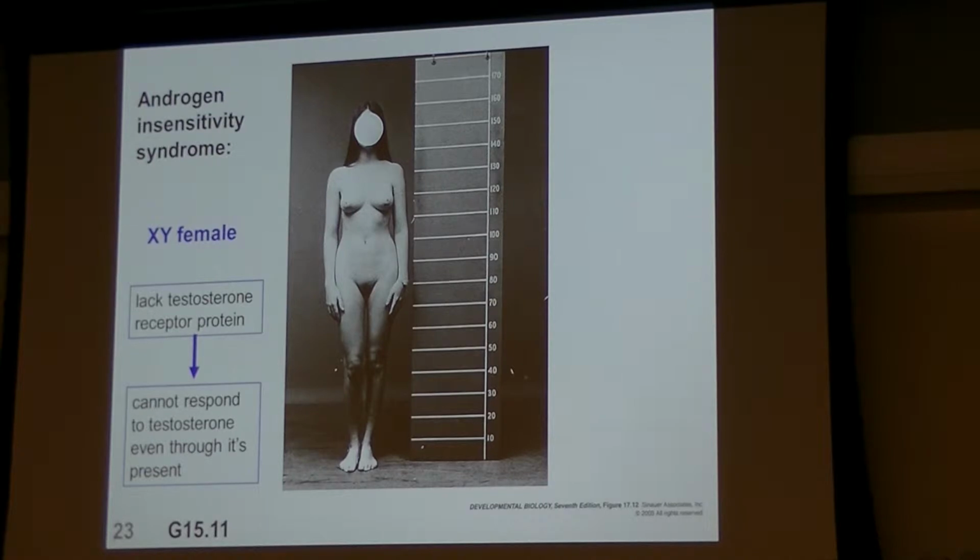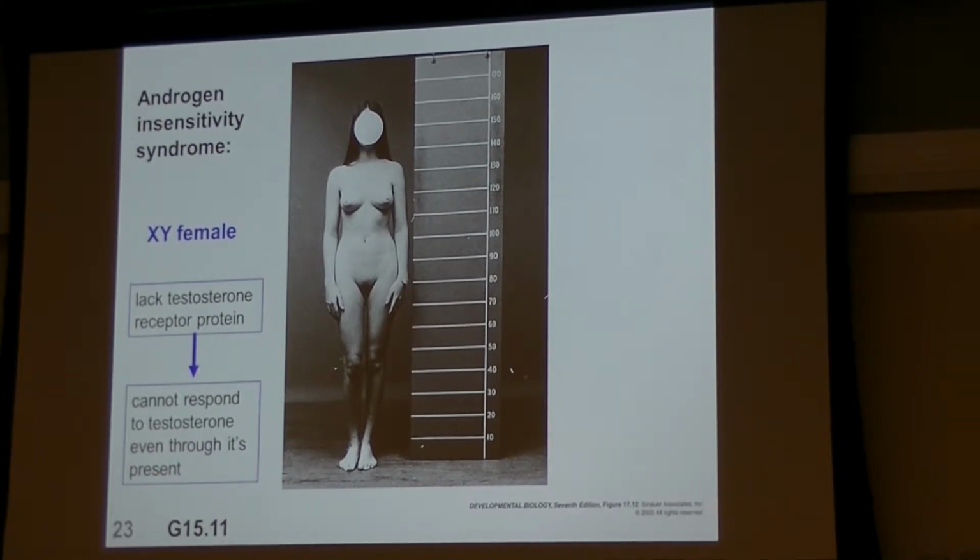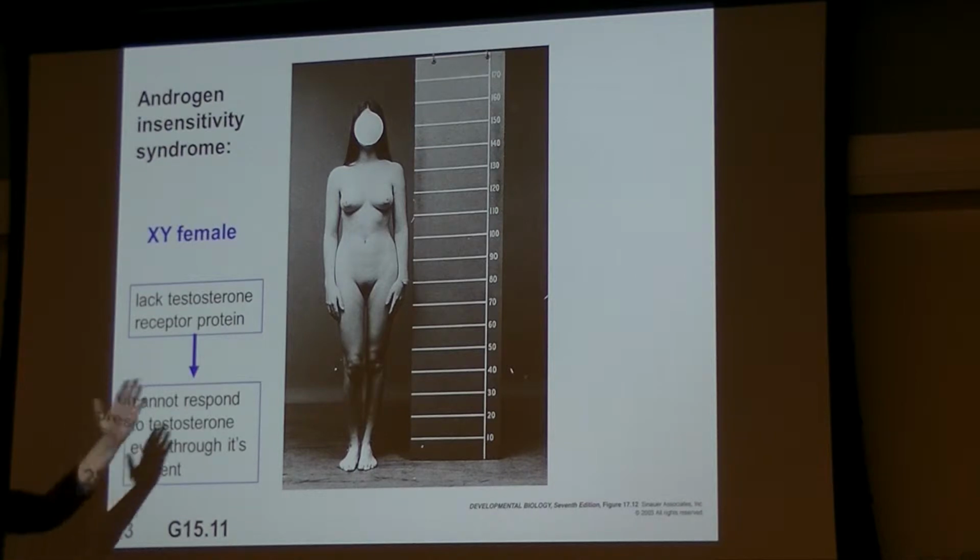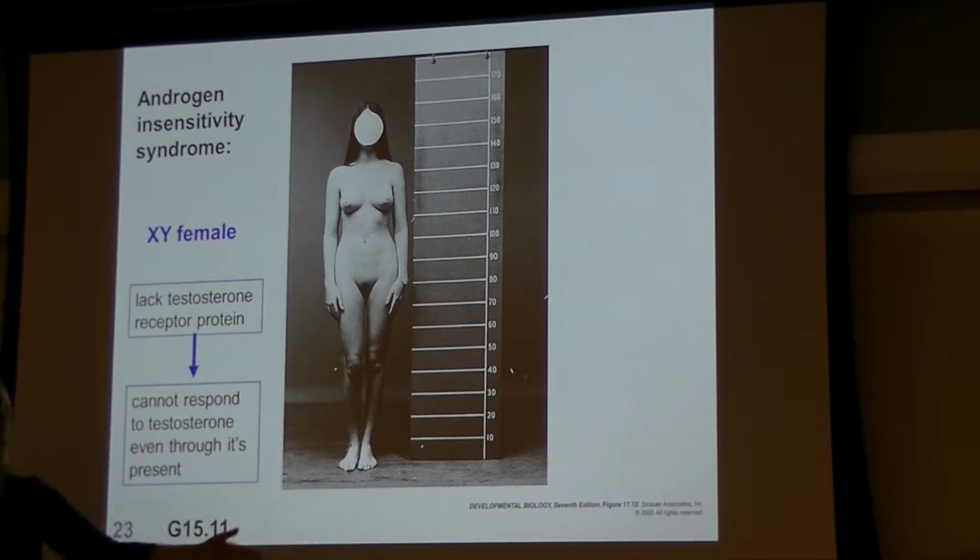And there are some interesting scenarios that can develop if you have mutations in genes critical for this pathway. Here's a syndrome called androgen insensitivity syndrome, and this person is genetically XY, but morphologically really looks like the female phenotype. What's happened here is that testosterone is being made just like normal according to the XY genotype, but there is a mutation in the receptor for testosterone.